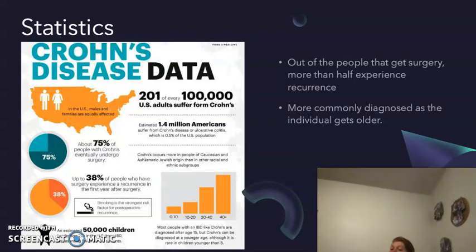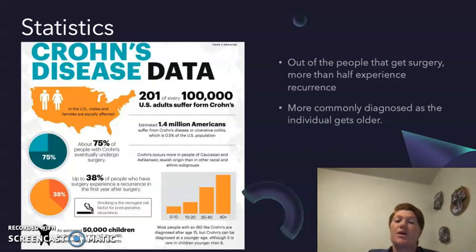Some stats of Crohn's are that males and females are equally susceptible to Crohn's. So it's not like females are more susceptible to get Crohn's than males. They are both equal. 200 out of every 100,000 adults suffer from Crohn's. So Crohn's is seen a lot in Americans. Crohn's is seen more in people of Caucasian and Jewish origin than other ethnic and racial groups.